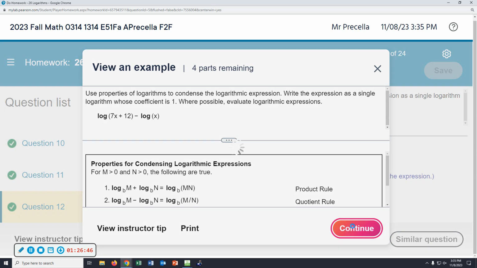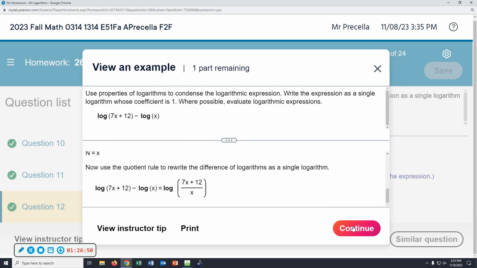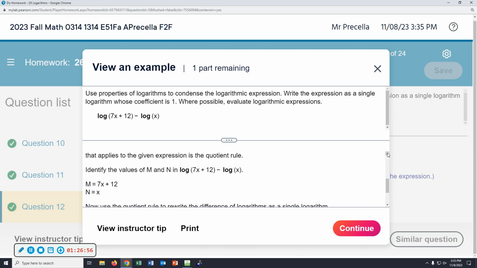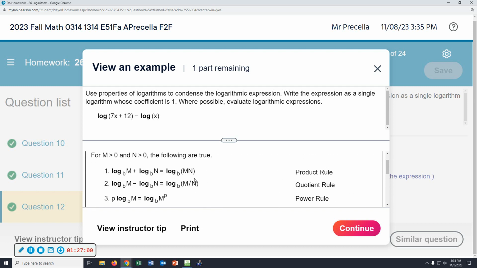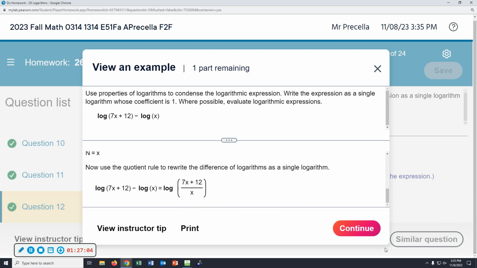Oh, let's see. What are we really doing? They're going to do some work. Wow! Okay. Go back. What, N equals x? They say N is x. I didn't know N was x. M was 7x plus 12. Oh, they're identifying the M and N. Oh Lord. Okay, well. Oh goodness. Oh, good.